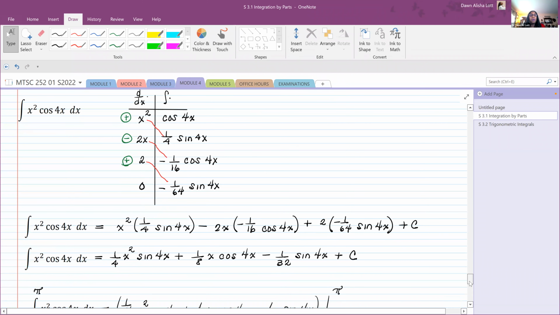And in this problem, we were able to use the chart because we had x squared. Remember, you can use the chart when you have x to the n. And so we found all the derivatives and then all the integrals. And then we cross multiplied. And then the first one was positive, second one's negative, and the third one's positive. And we put all of that in.